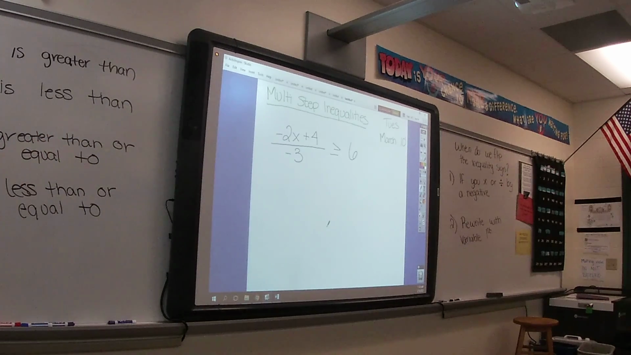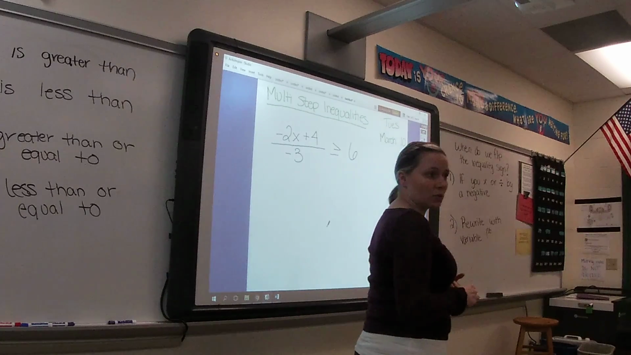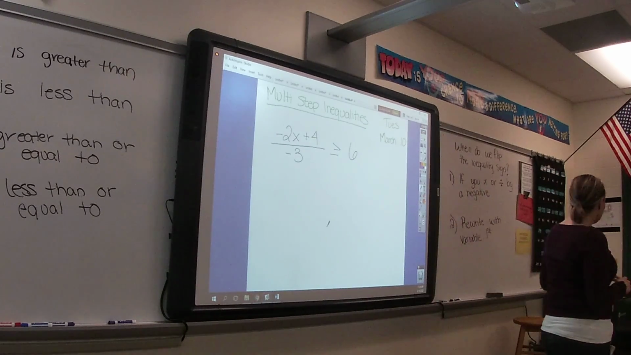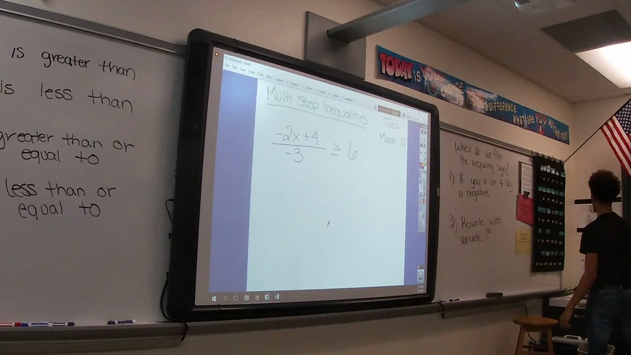Step 2. If there are like terms, combine them. Do we see any like terms? Nope. Step 3. If there are variables on both sides, do we see variables on both sides? Nope. Cruising right along. Step 4. If there is a large fraction. Yup. This one has a large fraction, right?